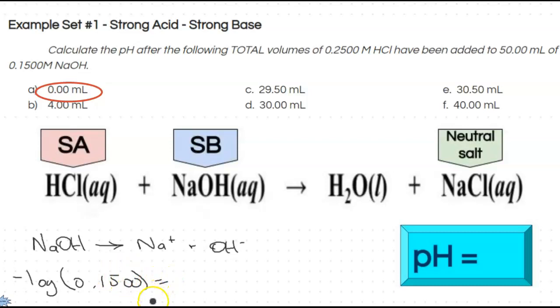The negative log of that value is 0.82, which is my pOH. My pH then is 14 minus 0.82, which means my pH for this part of the problem is 13.2. This isn't a new calculation. This is simply taking the negative log of the ion concentration for your strong species and working your way around your square of fun. Nothing in this is new until we get to part B, which is coming up next.